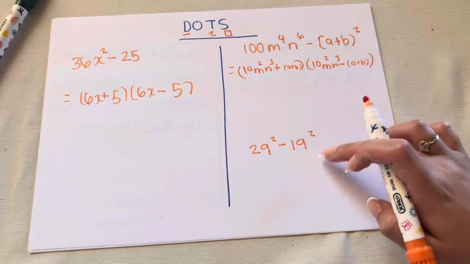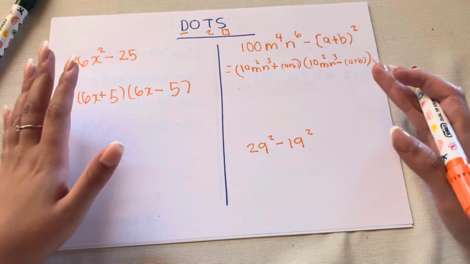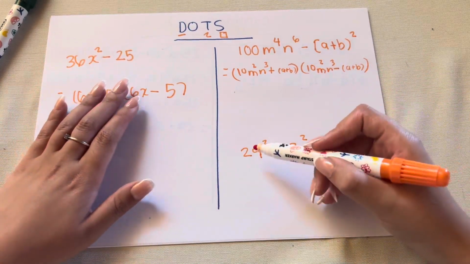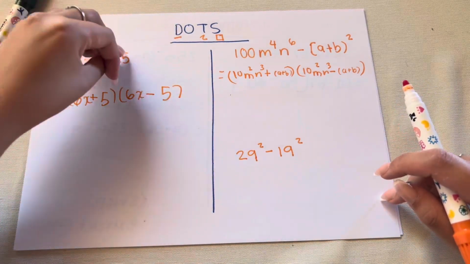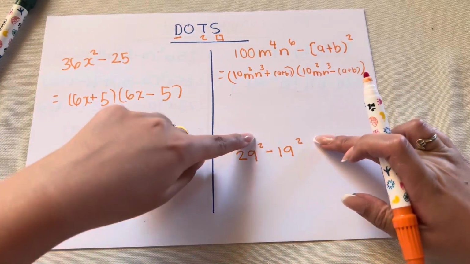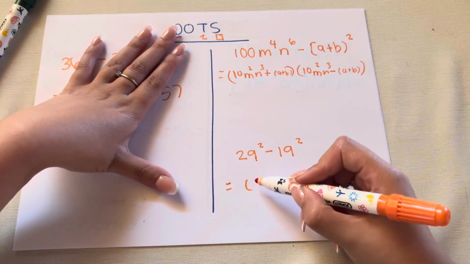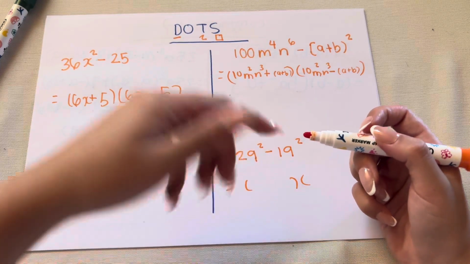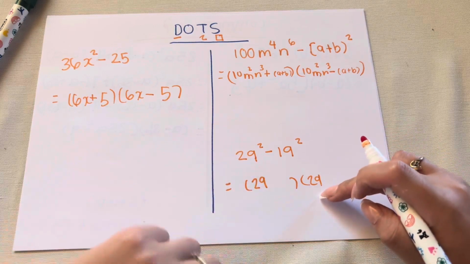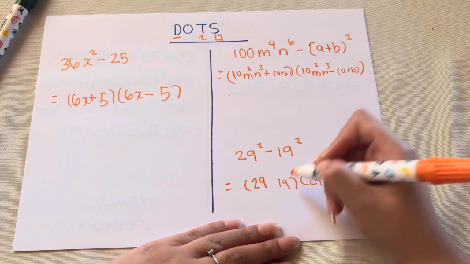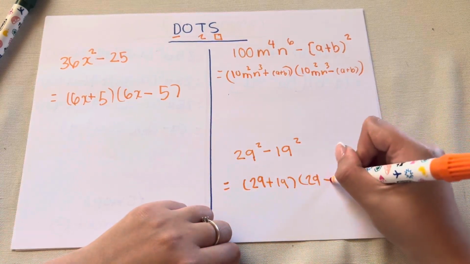I often see this style of question asked in an exam, and students just use their calculator or they panic because they haven't done it in class. 29 squared minus 19 squared. Notice, is it a difference of 2 squares? Difference of 2 squares. Yes. So it follows the same structure. Root everything. 29 squared, the root of that is simply 29. Because 29 times 29 is 29 squared. And the same for 19. 19 and 19. And then a minus is obtained, plus minus.